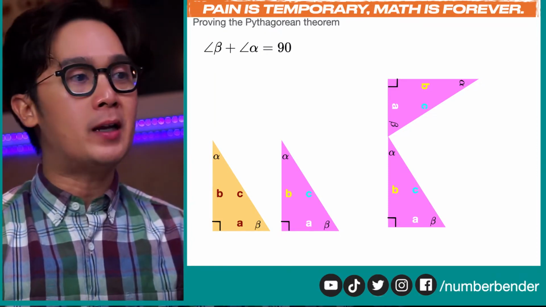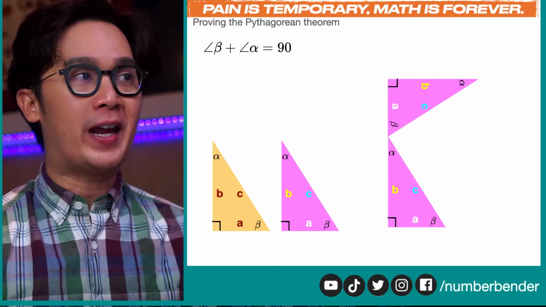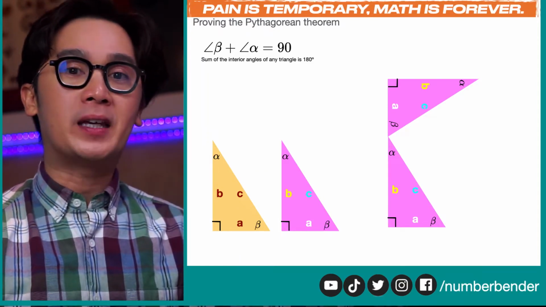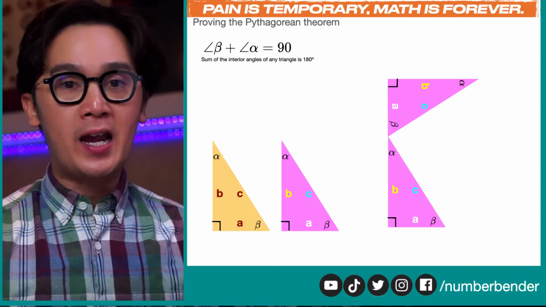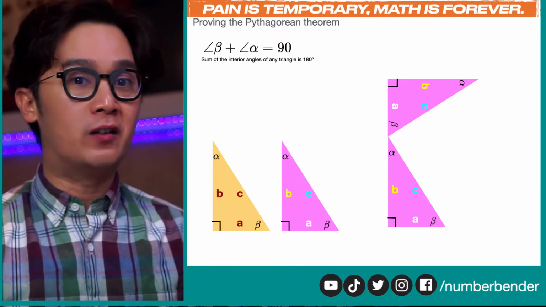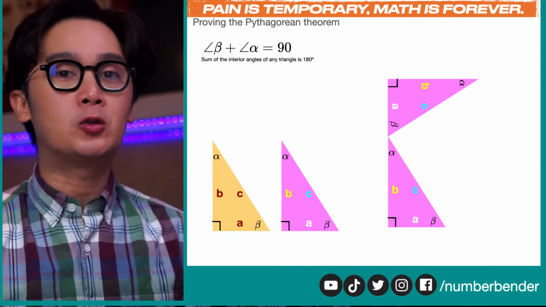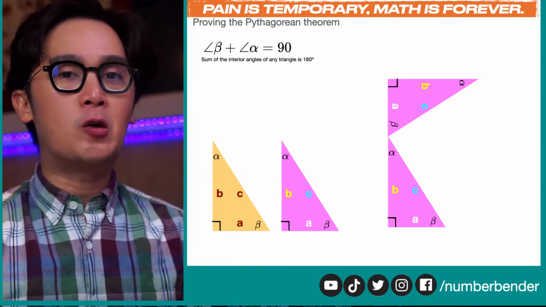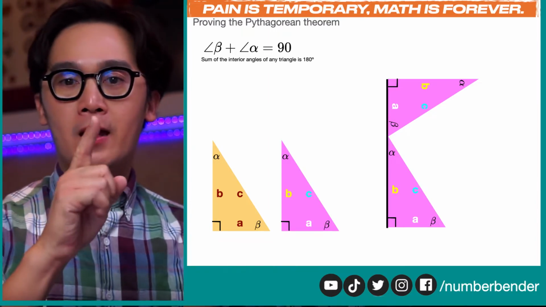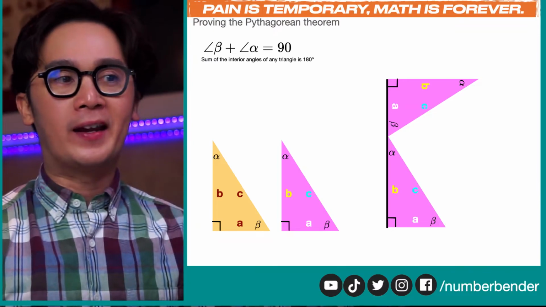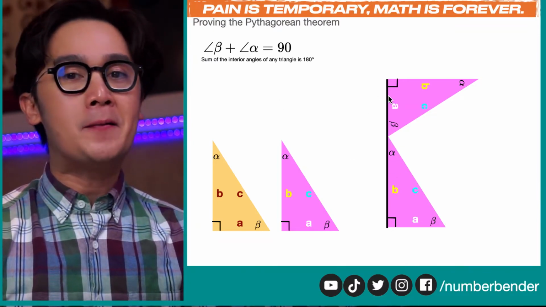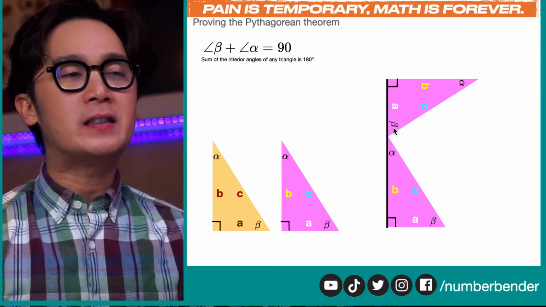With that in mind, we know that the sum of angle beta and angle alpha should equal 90 degrees, because 90 plus 90 is equal to 180 degrees, and the sum of the interior angles of any triangle is equal to 180 degrees. Another way of showing it is seeing that the straight line right here is equal to 180 degrees.